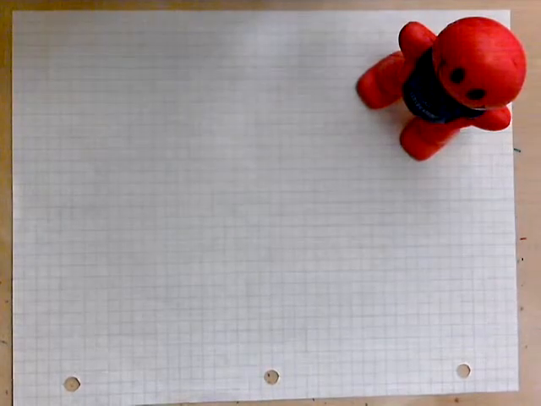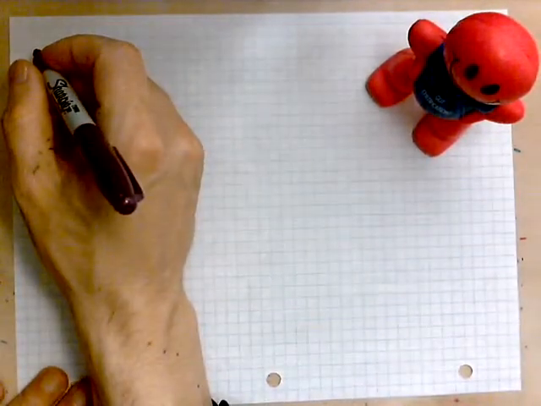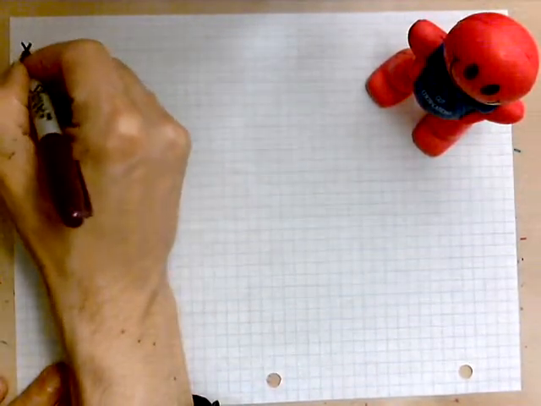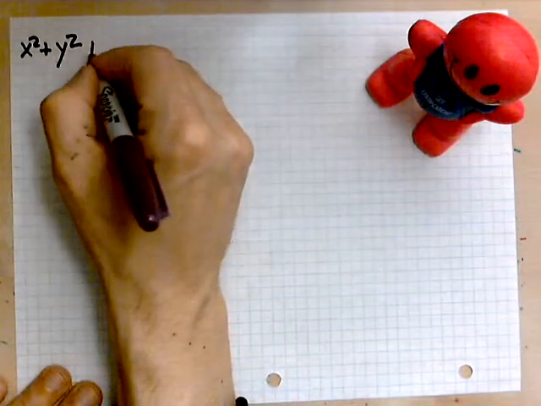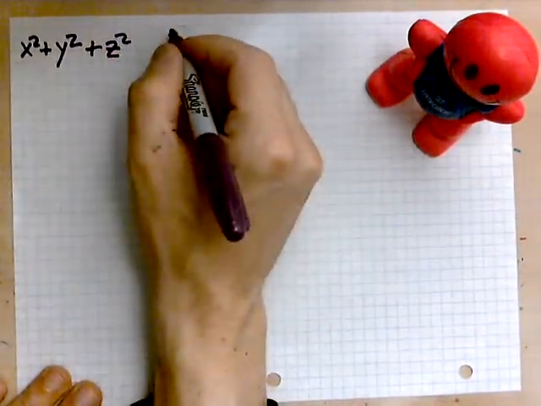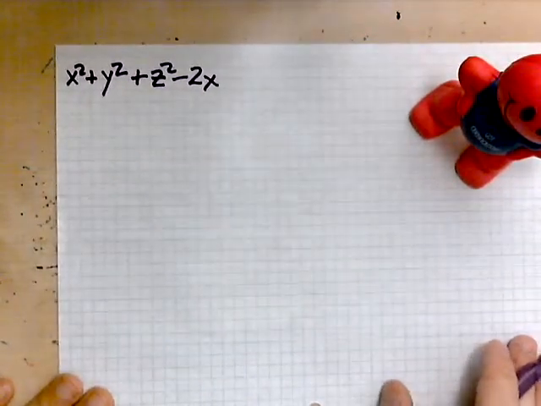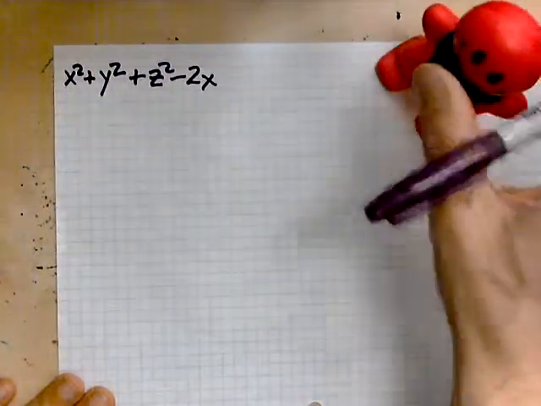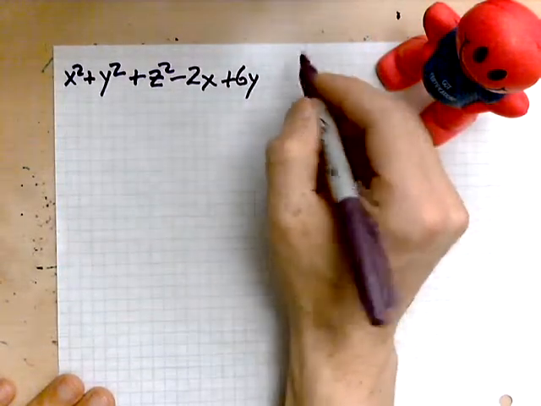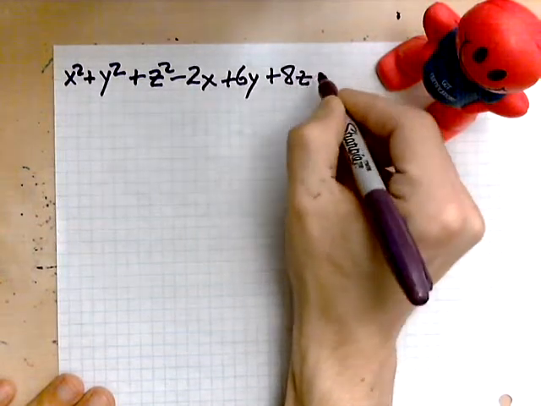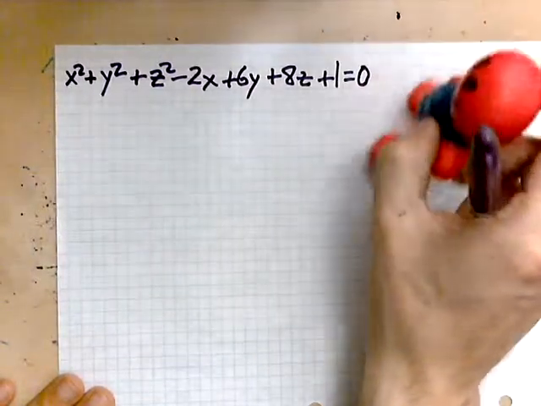Here comes the mathematics. So you are given the following, a common exercise in calculus when you first start getting into calculus 3: x squared plus y squared plus z squared minus 2x, plus 6y, plus 8z, plus 1 equals 0.